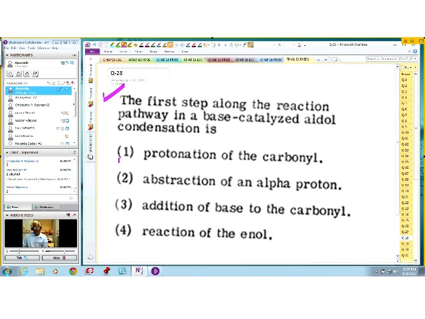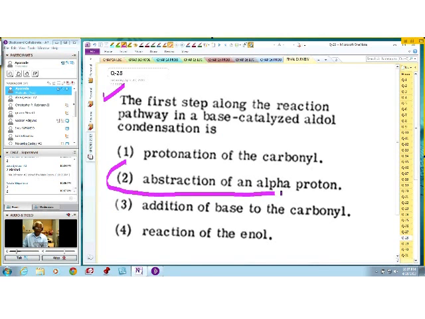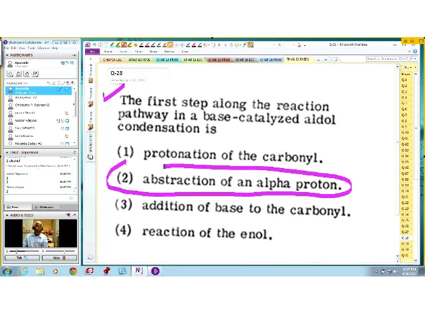Okay, thank you. So now another case of checking your knowledge of reaction mechanism. They say the first step along the reaction pathway in a base catalyzed aldol condensation is, so what is the answer here? We should be able to do this right away. You guys already got that too. That is correct. The first thing you do in a base catalyzed aldol condensation is the formation of the nucleophile. You abstract the alpha proton. So the answer here is this. Very good. Go to the next one.